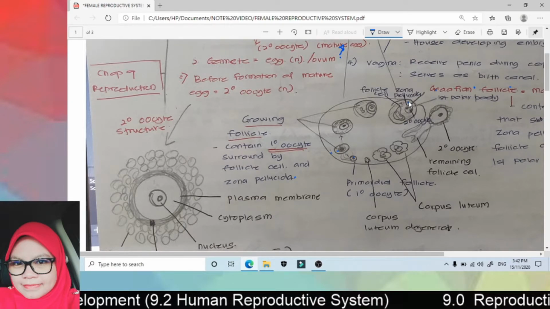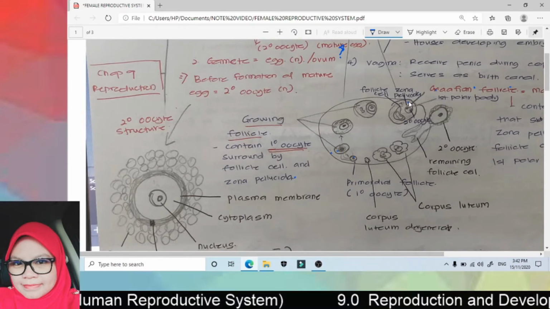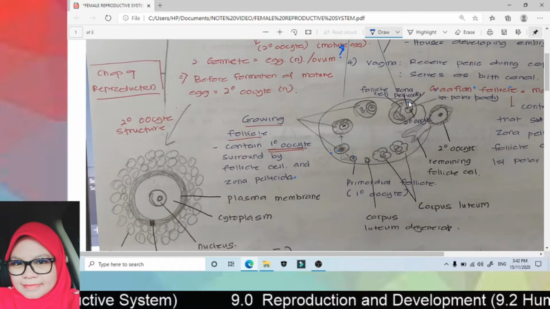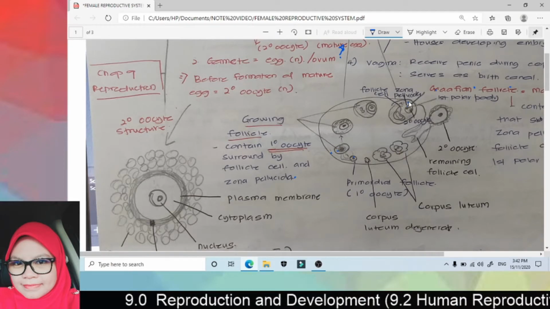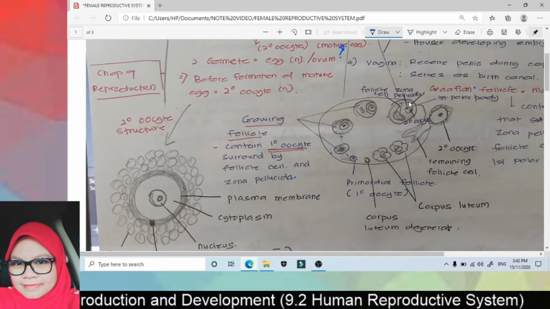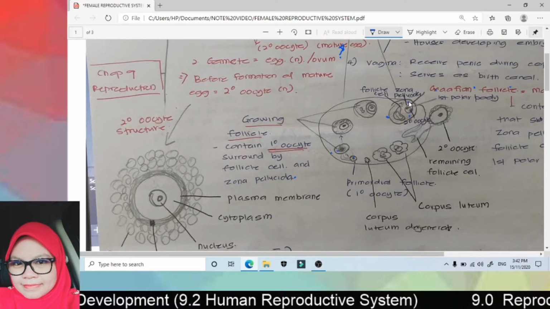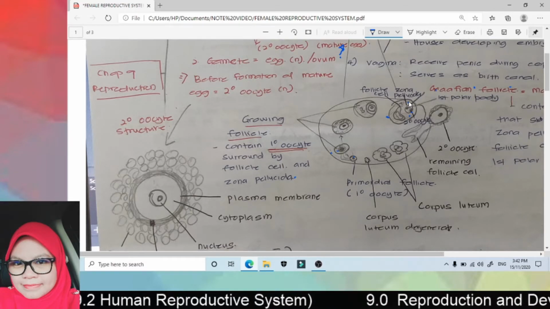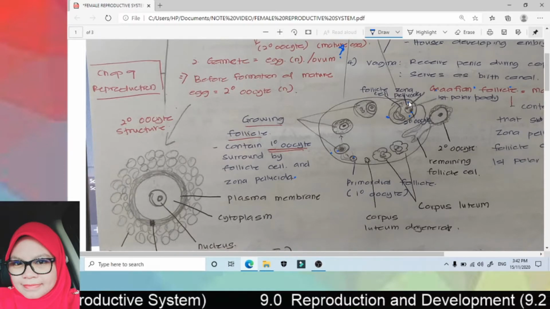So in Graafian follicle, there is no more primary oocyte. What is there is secondary oocyte with the first polar body. Okay, so Graafian follicle already has secondary oocyte and first polar body. Okay, so this secondary oocyte, what does it look like? This secondary oocyte that is surrounded by follicular cells will then burst. We call the bursting process ovulation.